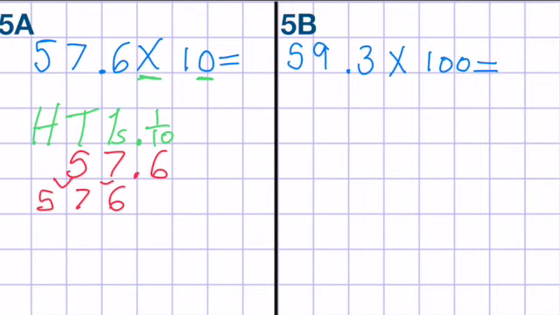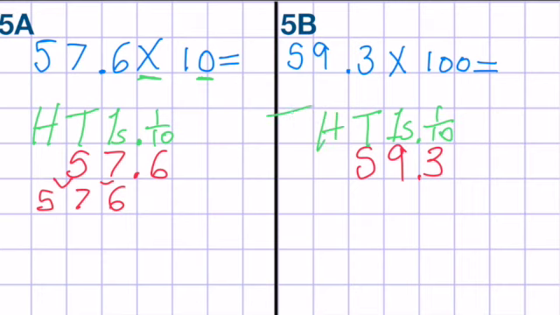Let's look at this one. 59.3 times 100. So let's do our headings. Tens, ones, tenths, we'll have hundredths and we'll have thousandths. So when we multiply by 100, the digits move two places left. So the 5 is going to go 1, 2. So the 5 is going to go here, 9 here, 3 here. And then I need to put a 0 here to tell me there are no ones. So it's 5,930.